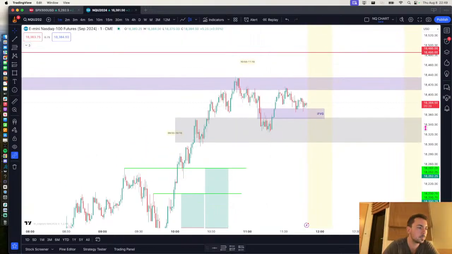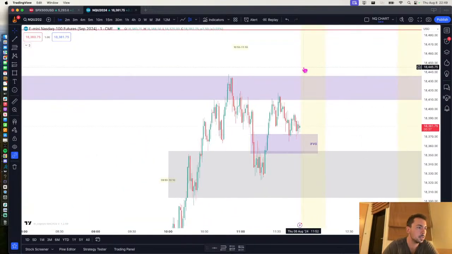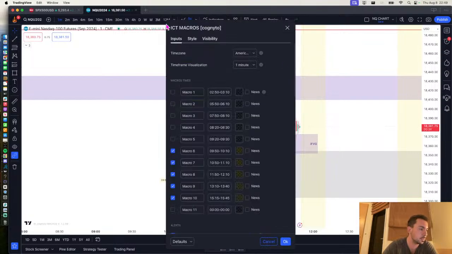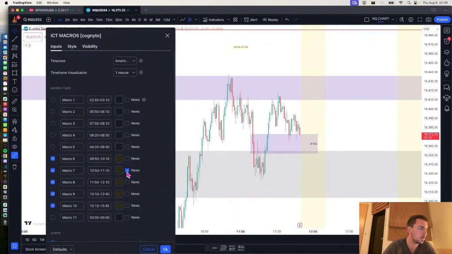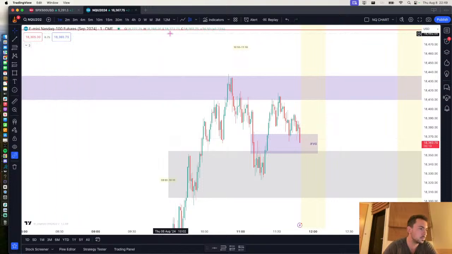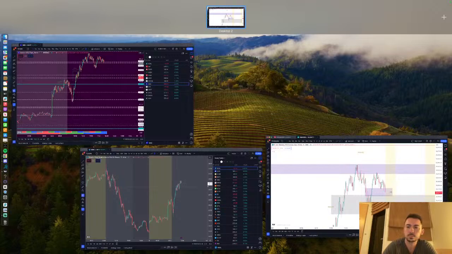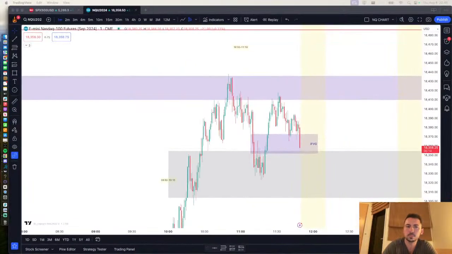Now, I'm pretty much done. This macro is the 1150 to 1210. What does this do if I click news? If I click news, what does that do? Doesn't do anything. I wanted to see something quick.